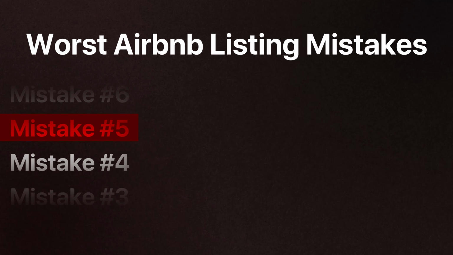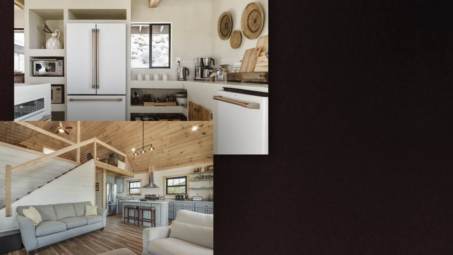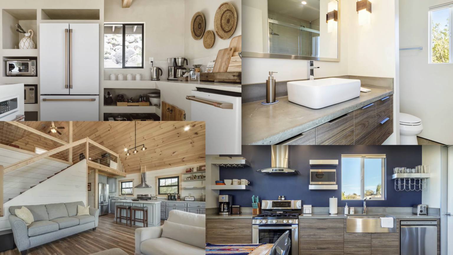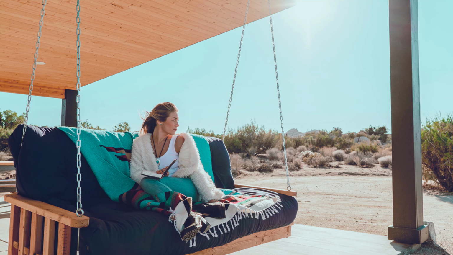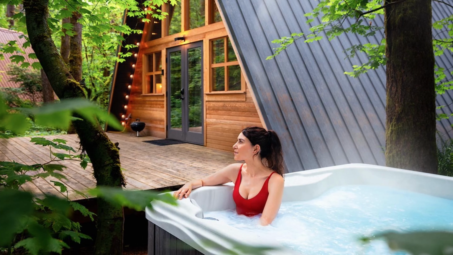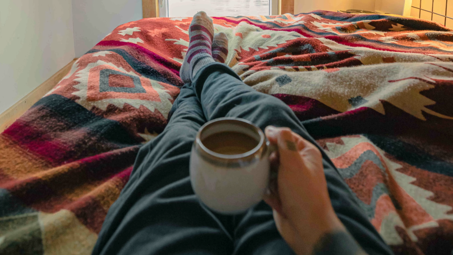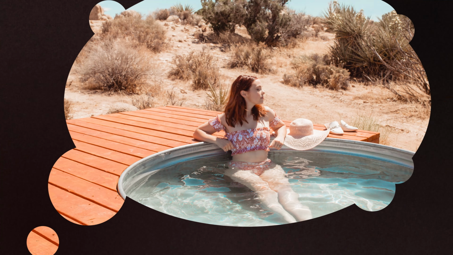Now, mistake number 5 is advertising your property as a real estate listing. While you of course need to show off your home to interested guests, remember they're not there to buy the house, but rather just book a stay there. And so it's important to incorporate photos that show the experience that people can have there. This can be anything from sitting in a hot tub to playing games, or even just holding a cup of coffee while looking out at a view, as it's easier for people to imagine themselves experiencing something after seeing others do it.